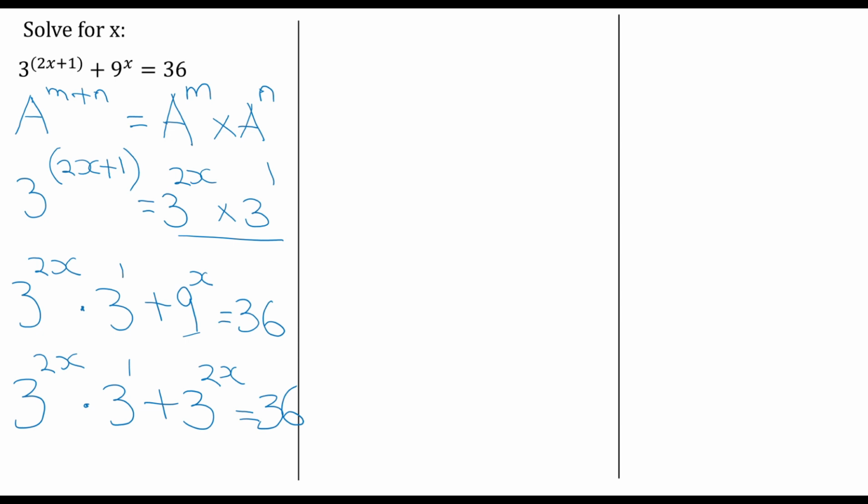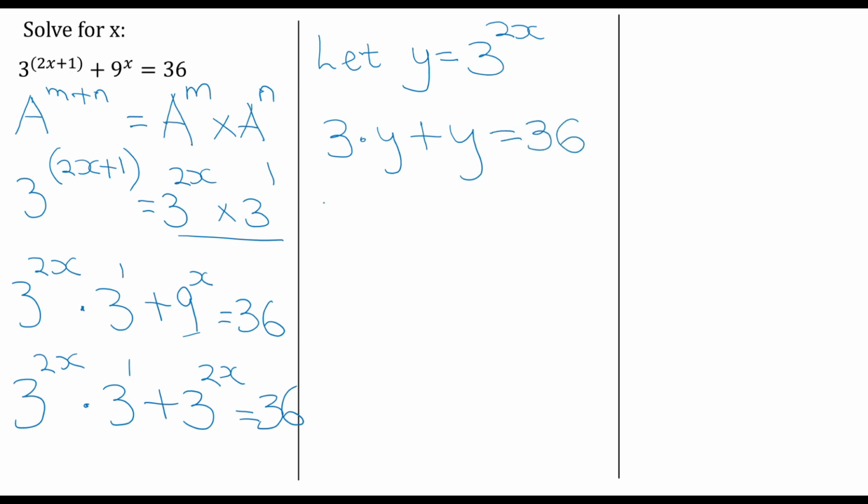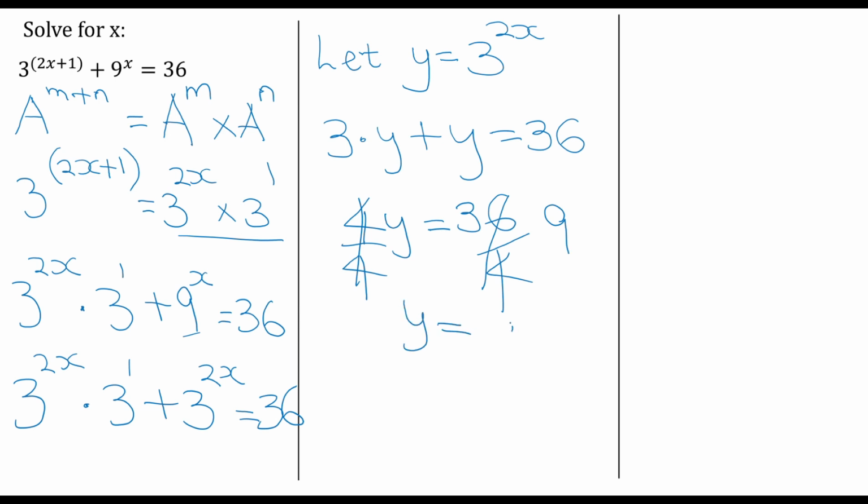From what we can see, the 3 to power 2x is common, so we say let y be equal to 3 to power 2x. Therefore, what you have is 3 multiplied by y plus y is equal to 36. 4y is equal to 36. Divide both sides by 4. You're left with 9. So the value of y is equal to 9.